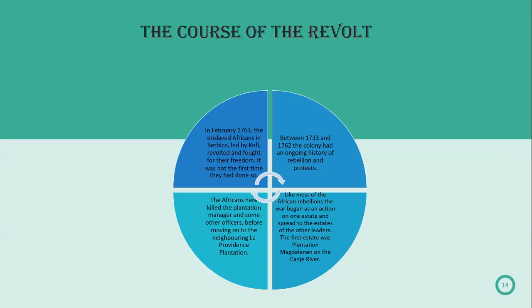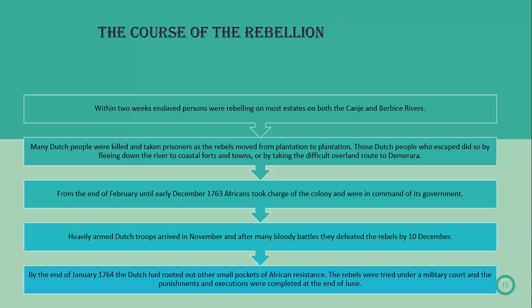The first estate was Plantation Magdalen on the Canje River. Within 2 weeks, enslaved persons were rebelling on most estates on both the Canje and Berbice rivers. Many Dutch were killed and taken prisoners as the rebels moved from plantation to plantation. From the end of February until early December 1763, Africans took charge of the colony and were in command of its government. Heavily armed Dutch troops arrived in November, and after many bloody battles, they defeated the rebels by December 10.